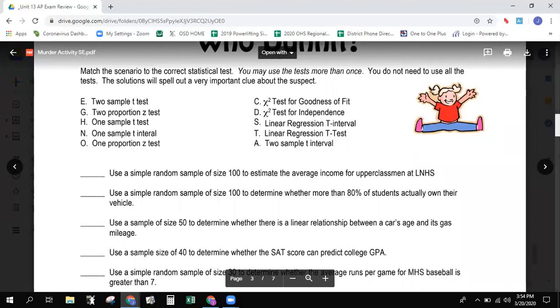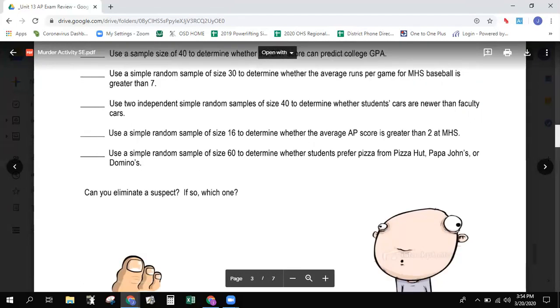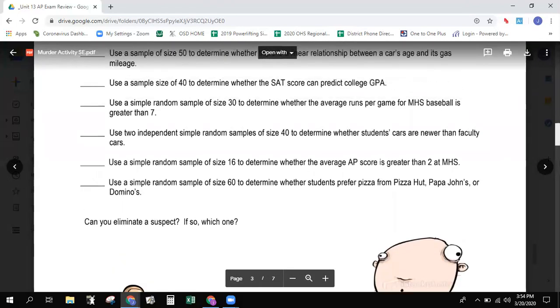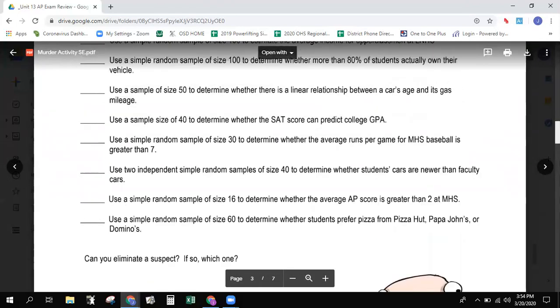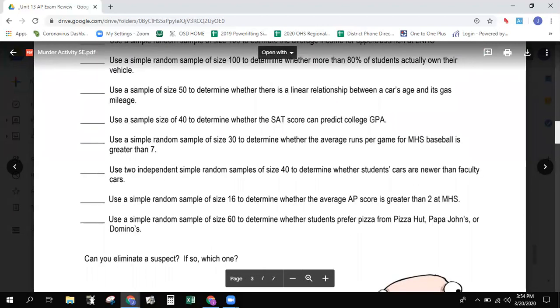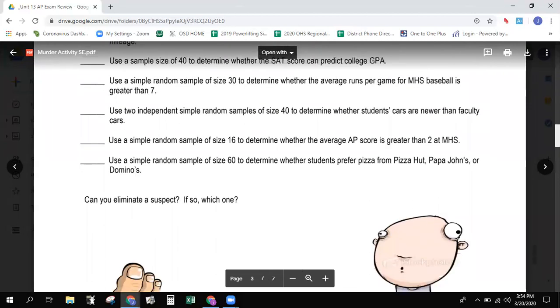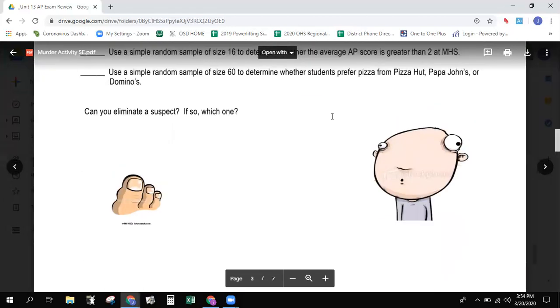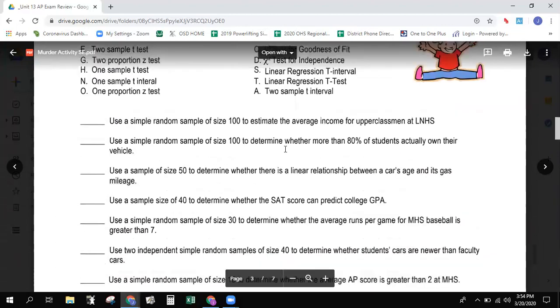So let's say chi-squared goodness of fit. I think it was HC. Is that a one sample? Yes. Not the head counselor. So we got rid of the head counselor in that situation.